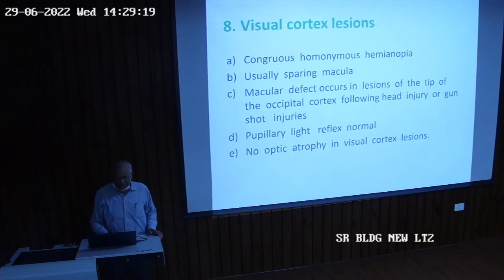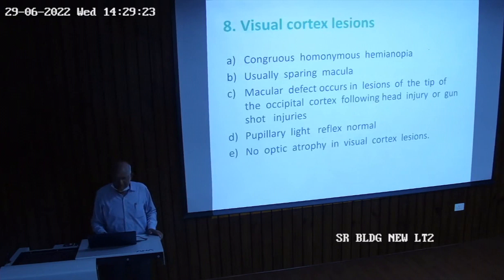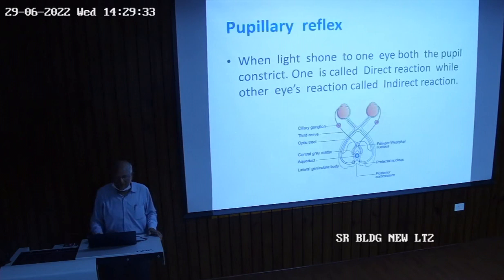So in visual cortex lesion, there is homonymous hemianopia with macular sparing, superior or inferior quadrantic defect, the pupillary light reflex is normal, and there will be no optic atrophy. That finishes the visual cortex lesion in the visual pathway. After that, there are many reflexes that we are discussing.